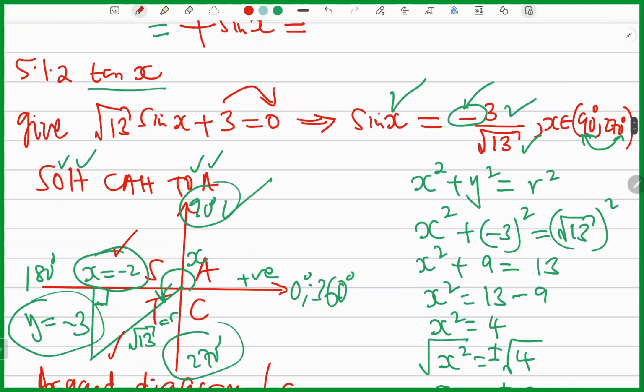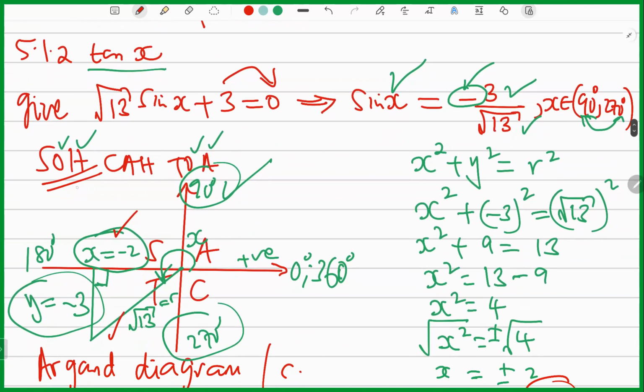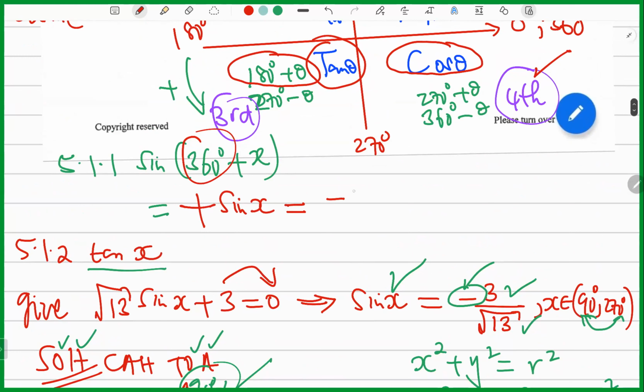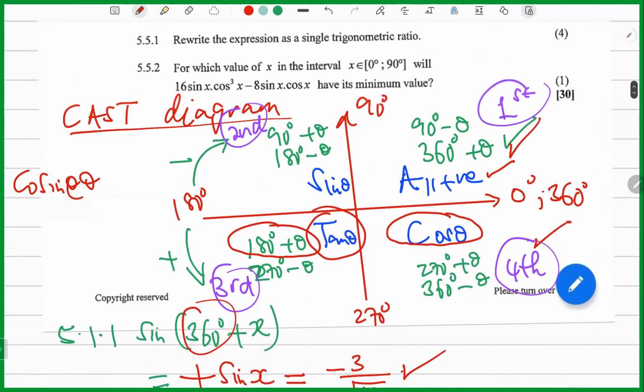Right, sine x according to this diagram, according to SOHCAHTOA, the sine is opposite over hypotenuse. So at this point, it is opposite over hypotenuse, which is y over r, which is -3 over the square root of 13. Okay, so now this is just one thing I need to mention before we move on there. All right.